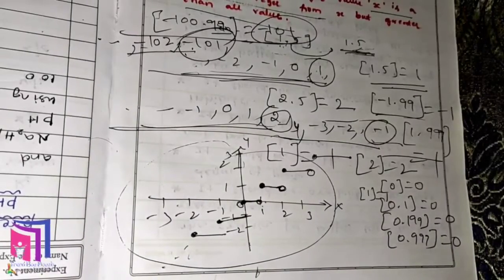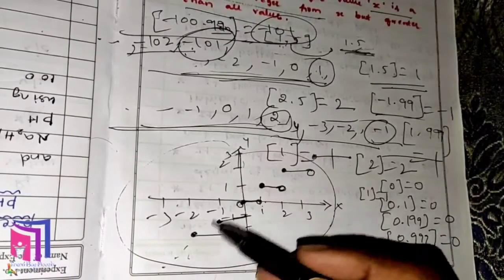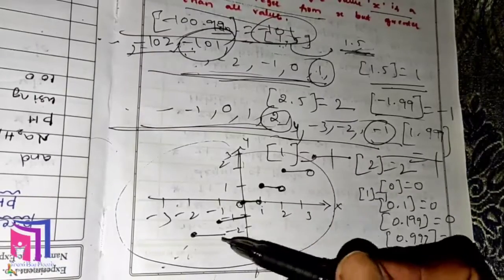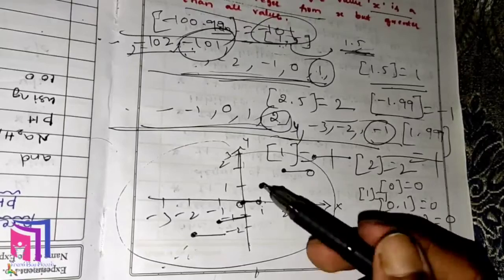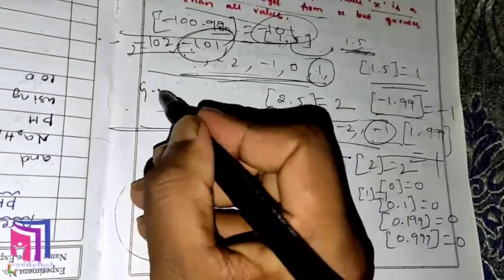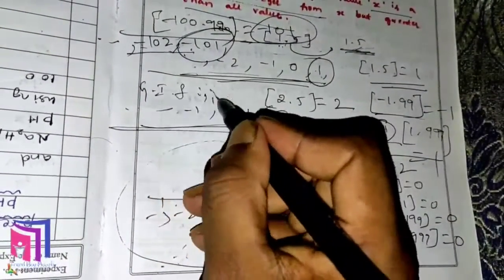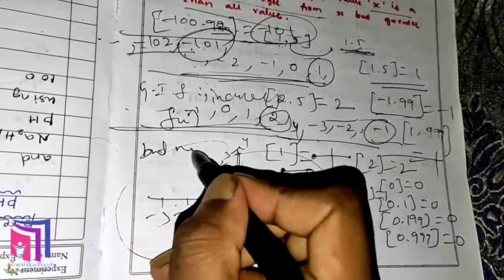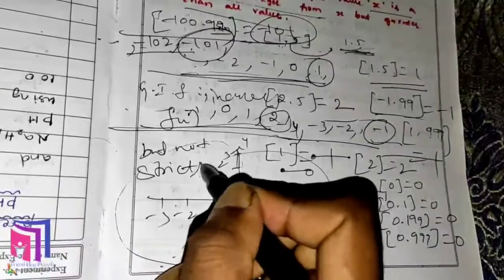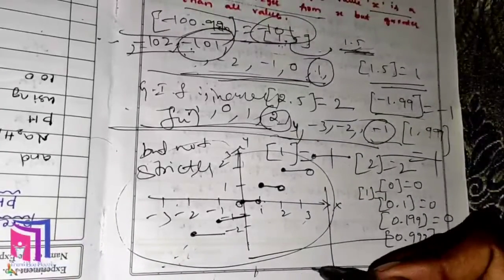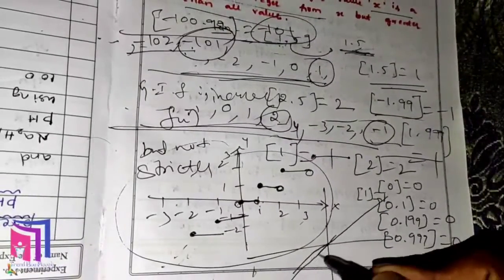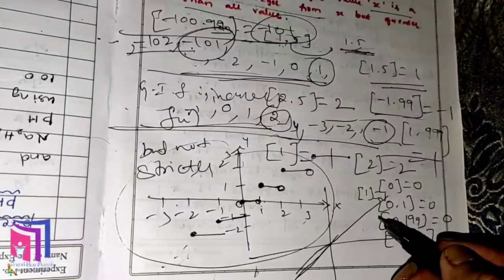Now we have to understand one important point here. The graph goes on increasing, but it is not strictly increasing. The greatest integer function is an increasing function, but not strictly increasing. Strictly increasing means the graph goes up with no constant values. This is what we call an increasing function.